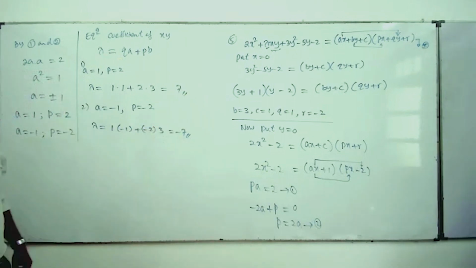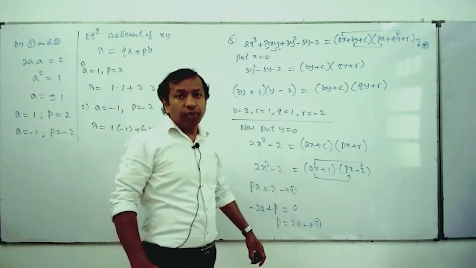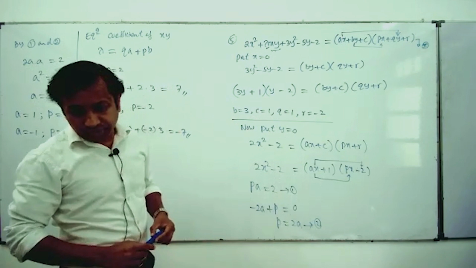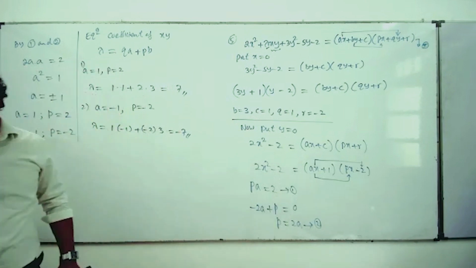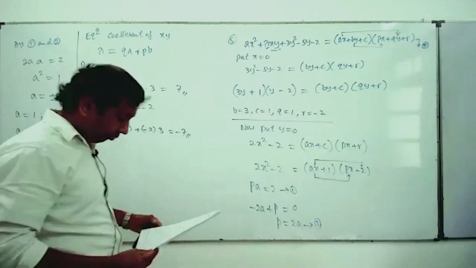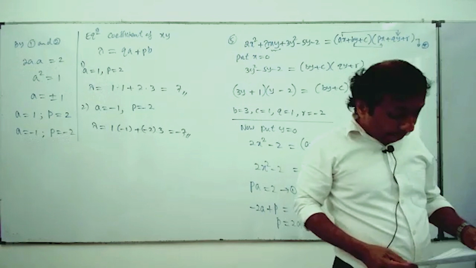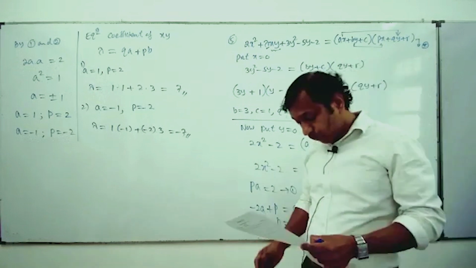A and P each have 2 answers, but this one has 1 each. This is how we find them. Right. That's the end of that Q part. Okay.